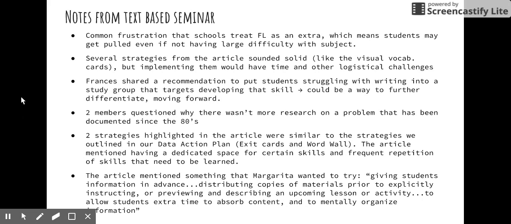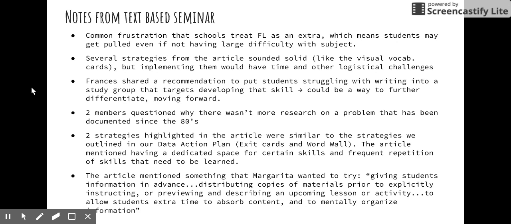We did like some of the strategies that the article suggested. For example, it discussed creating visual vocabulary cards for students. Francis shared with us a recommendation to put students who are struggling with their writing into a study group that would target developing that skill. So just a further way to differentiate.